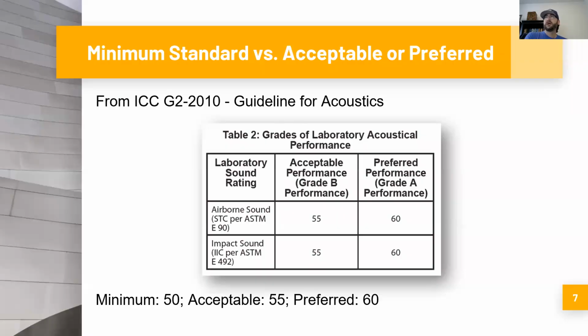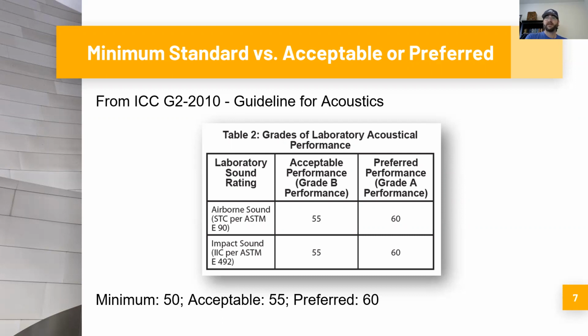But let's keep this in mind too. Let's discuss minimum standards versus acceptable or preferred. So the International Code Council, that's the ICC, they've published a guideline for acoustics. That's called the G2 2010. And in this guideline, it notes very specifically that STC 50 that we were talking about, that really is a minimum. And when it comes to complying with the code, a lot of times architects and engineers and contractors, they aim for the minimum. And in many cases, that's probably fine.